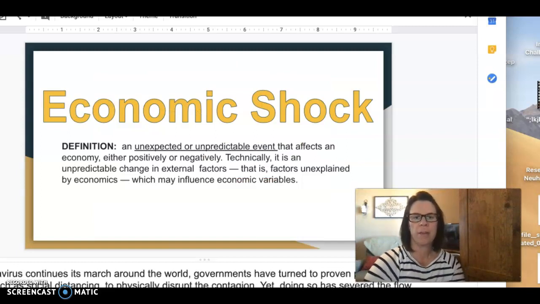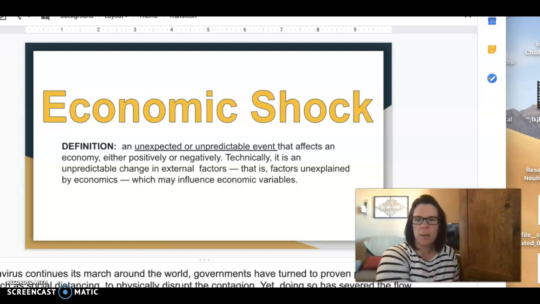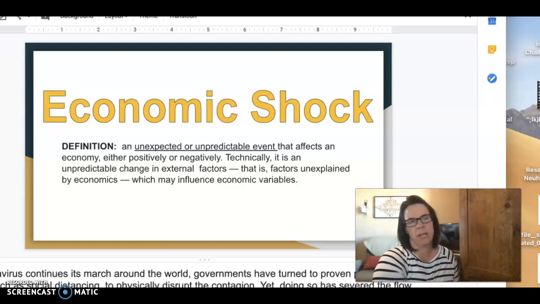Here's a new term that we haven't seen before, and that is economic shock. Sometimes I've talked about this with economic indicators and I didn't with you guys. And I find that when I talk about it, sometimes I have a hard time coming up with an example. We might see natural disasters as an economic shock, but typically it's an unexpected or unpredictable event that occurs that either impacts the economy positively or negatively.